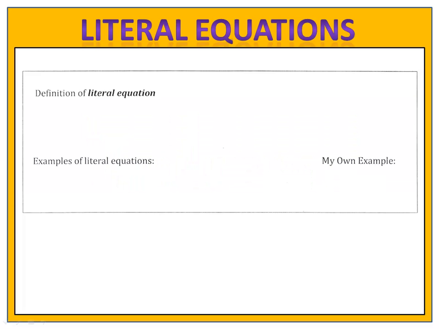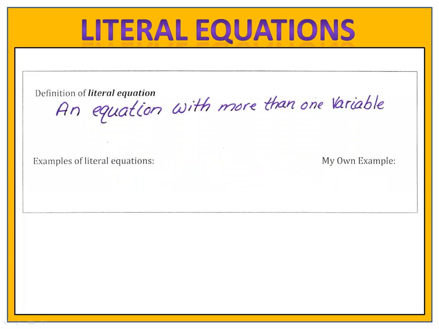Literal equations, equations that have more than one variable. We've seen equations like this before. For example, the area of a circle, A equals pi r squared. A is a variable, and so is r. We've seen other equations like this, y equals mx plus b. Again, it has more than one variable, so it's known as a literal equation.